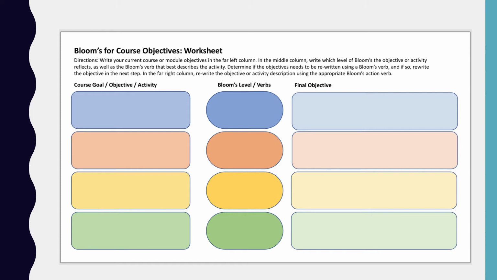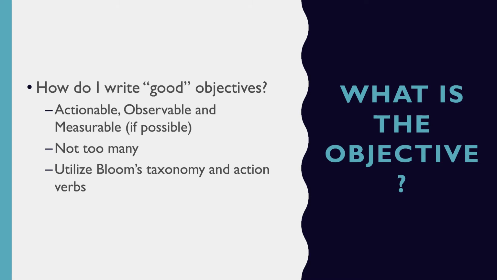So once you have your worksheet printed out and your verbs up and ready to look at, we're going to return to the rules we looked at before about writing good objectives. We want to remember that we want to try to make them actionable, observable, and measurable if possible. We want to limit how many we have. We want to have only as many as we need. And then we want to utilize Bloom's taxonomy and the action verbs to write them.